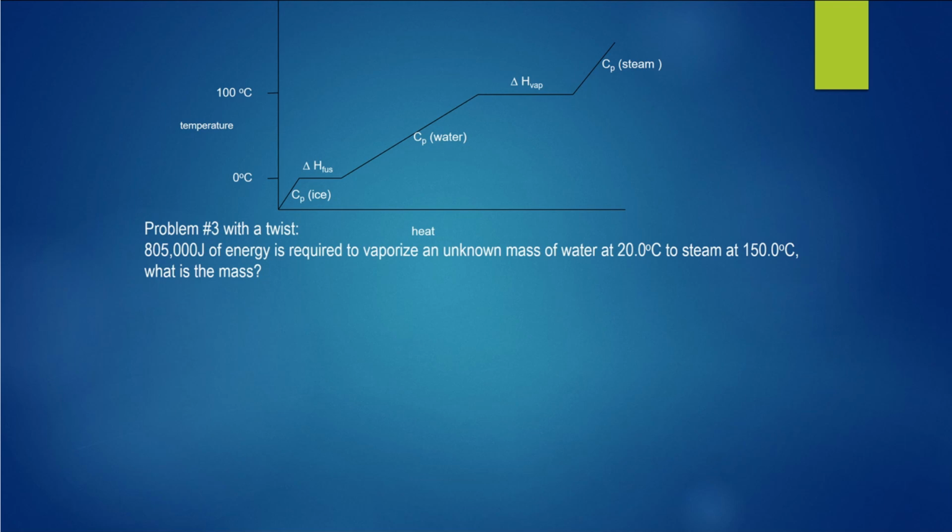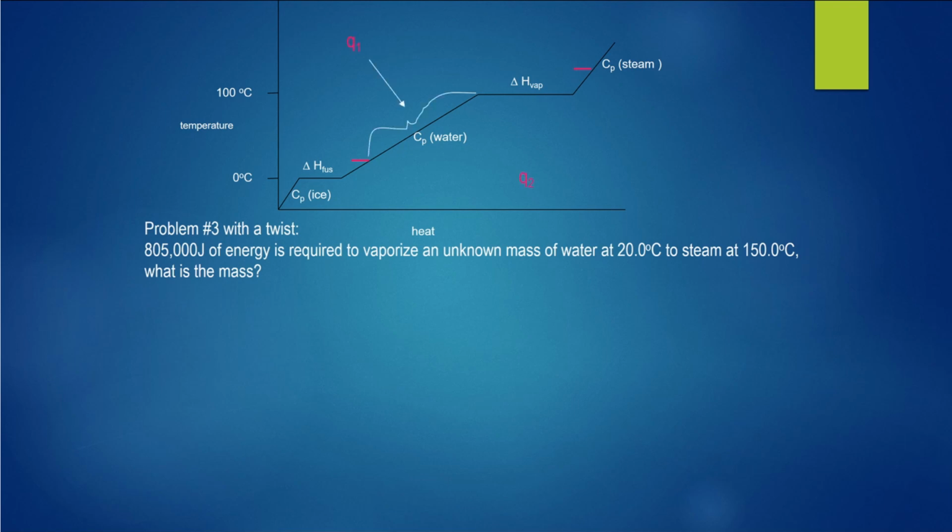All right, problem number 3 with a twist. This time they're giving us the energy. 805,000 joules required to vaporize an unknown mass of water. We're going from 20 degrees Celsius to 150 degrees Celsius. So a very similar problem as the one before, except this time they're giving us the energy. They're looking for the mass.